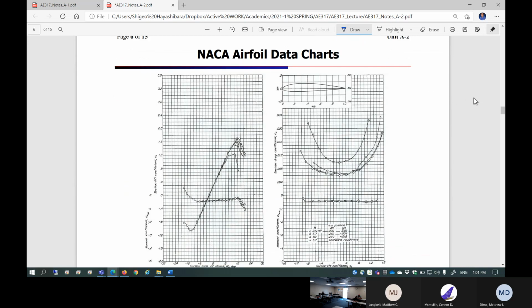Okay. How can we determine neutral point? Yes, you can. I'm going to let you determine neutral point of the entire airplane later. Okay.